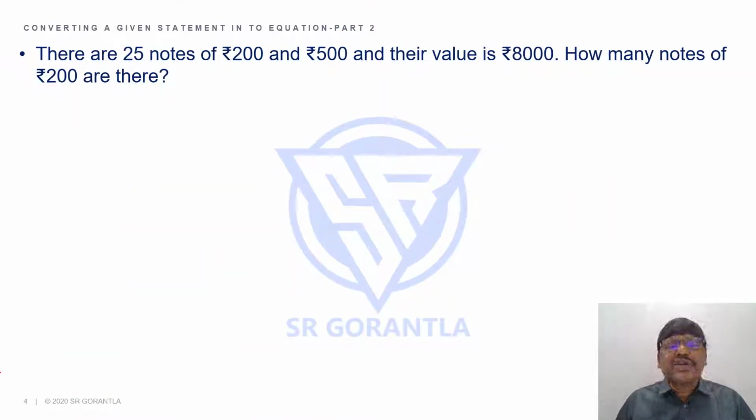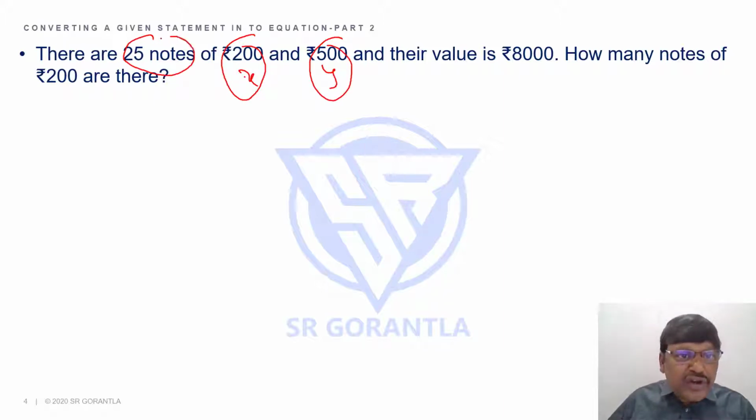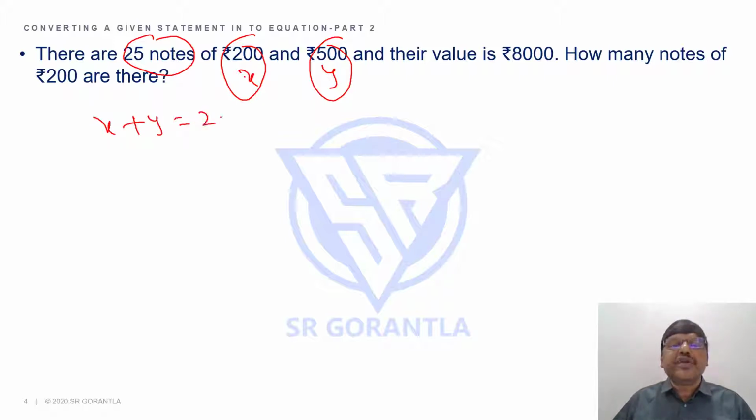There are 25 notes of rupees 200 and rupees 500. Their value is 8,000. How many notes of 200 are there? Students, again, I will not solve the equation in detail. I will just explain you. If there are X notes of 200 and Y notes of 500, but total how many notes are there? 25 notes, means what is the first equation I can say? X plus Y is 25. I am talking about number of notes. This X and Y are the number of notes.